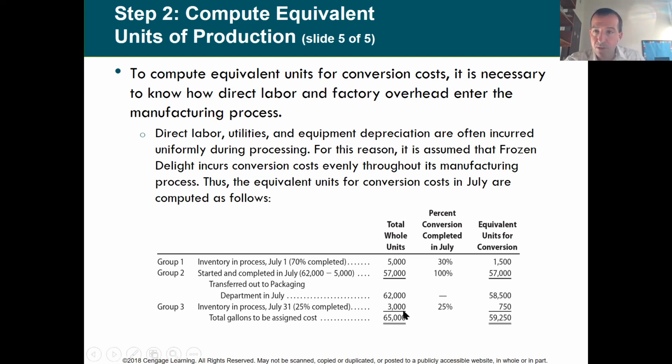The 2,250 that we're not including is going to be assigned cost in August. That's going to be in August. But for July, we're only going to assign cost to 750 units. We add those all together, we get 59,250.